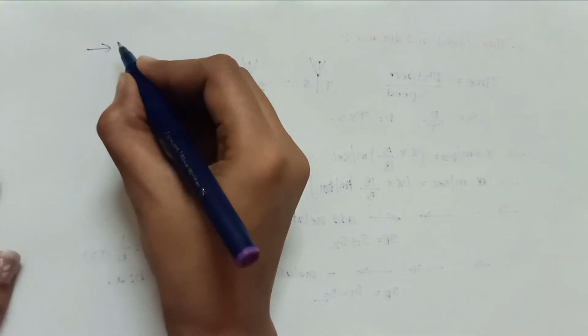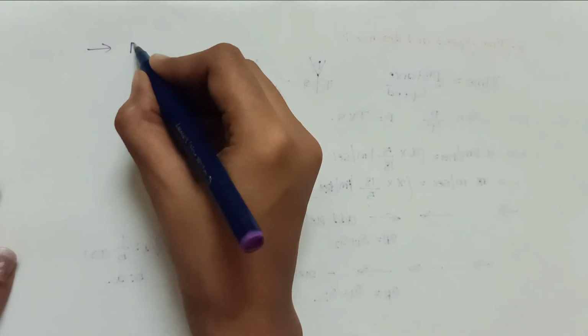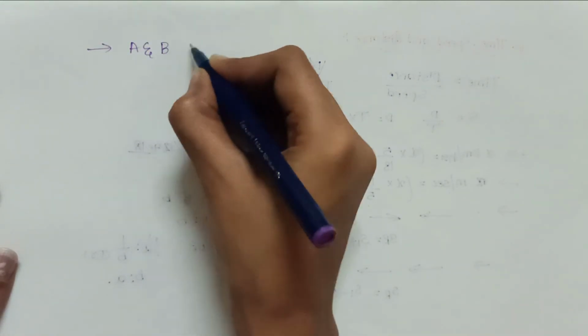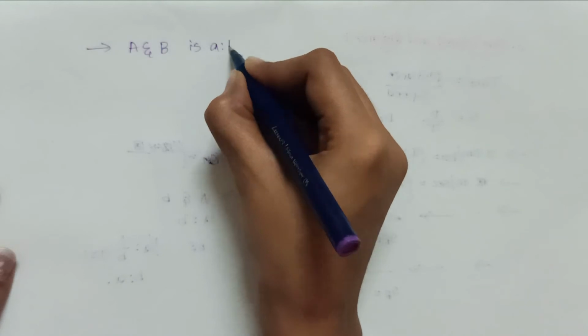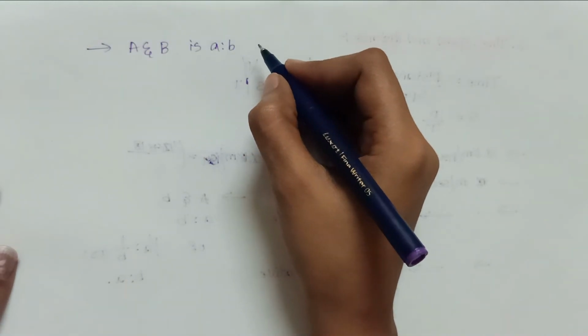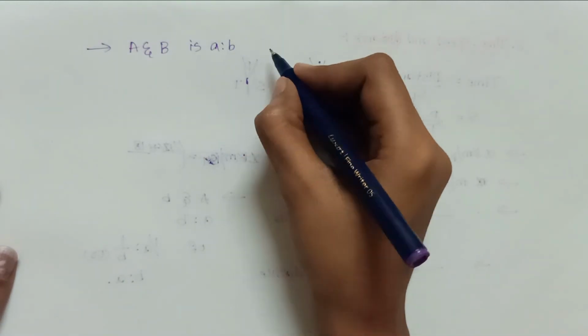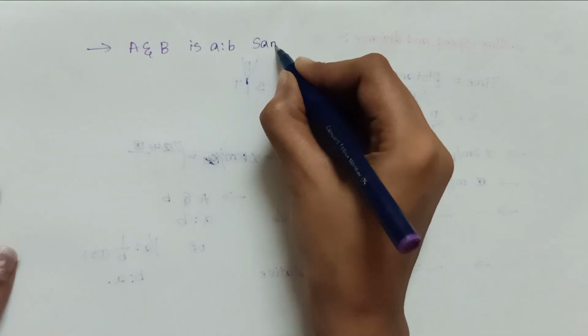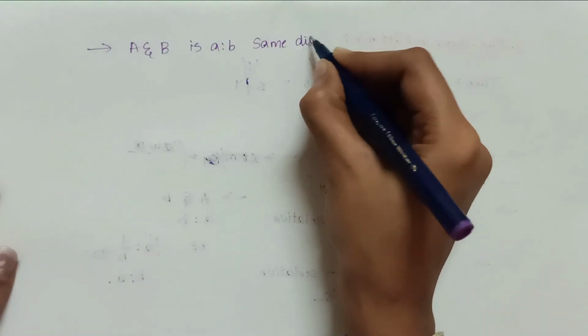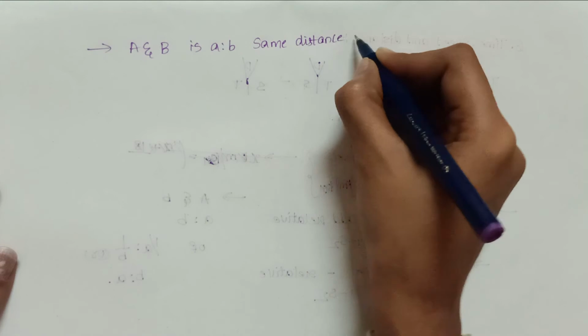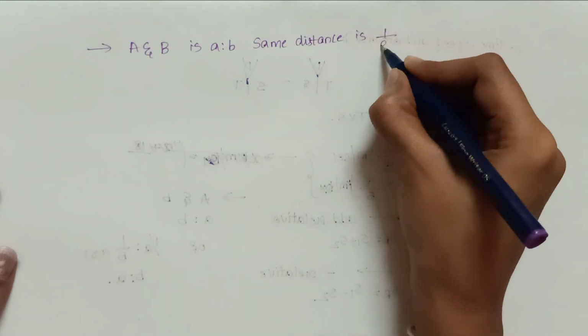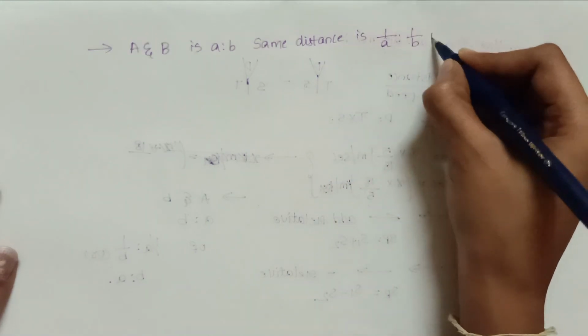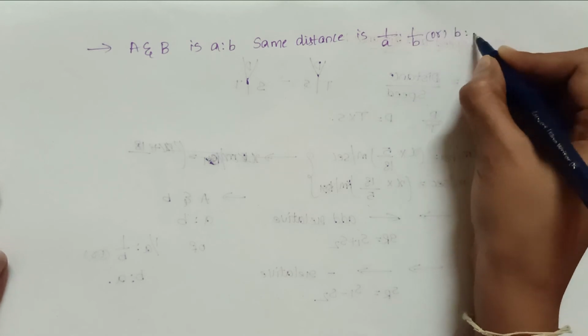Now next formula, if the ratio of speed of A and B is A is to B, then the ratio of time taken by them to cover the same distance is 1 by A is to 1 by B, or B is to A.